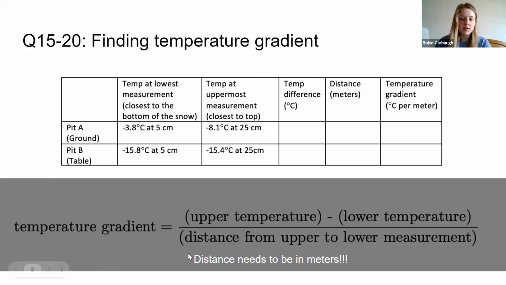And then we have this nice equation here to find the temperature gradient. And we already did the top part. You would just take the uppermost minus the lowermost temperature. It's whatever you found for this temperature difference. You could plug it in again if you want. And then you would divide that out by the distance you just found in meters. And that will give us the temperature gradient.